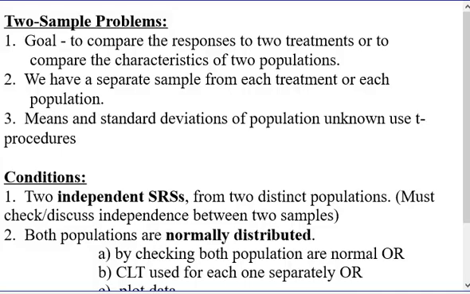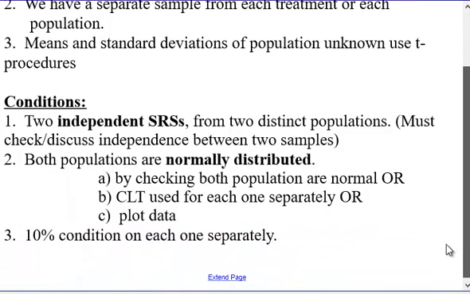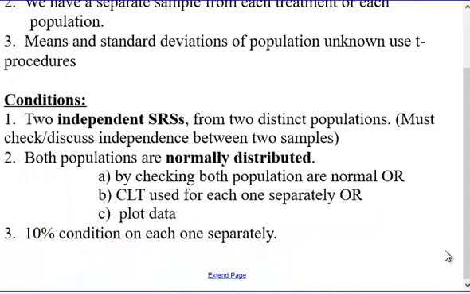Two populations. So we have, for our conditions, two independent simple random samples from the two distinct populations, and you must check and discuss the independence between those two samples. Mostly the independence is making sure that they are different, that you can't be a member of both groups. If you have the characteristic of one group, there's no way you could also have the characteristic of the other group. And then both populations are normally distributed.